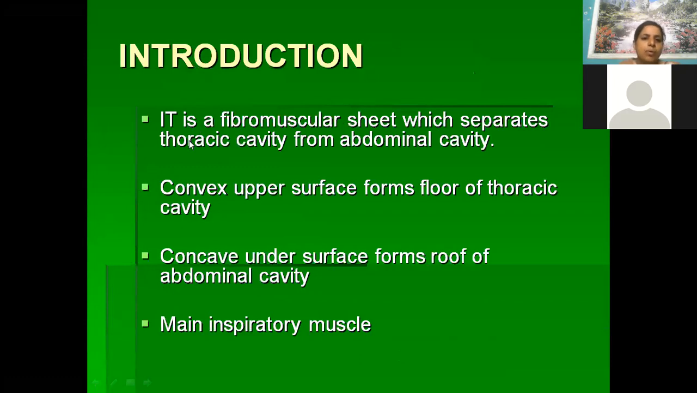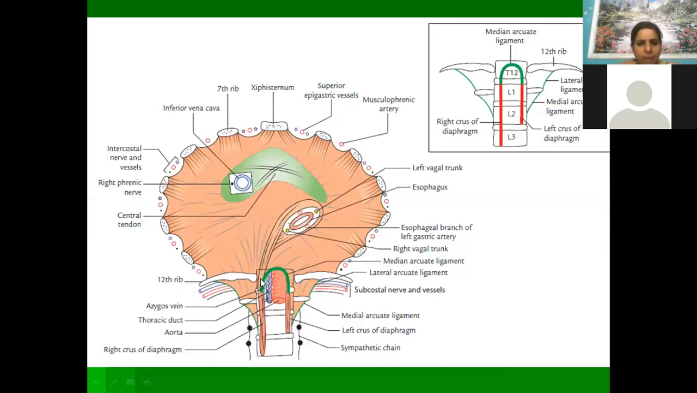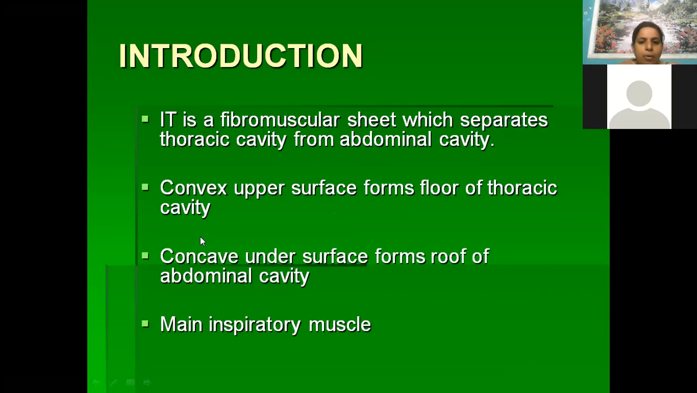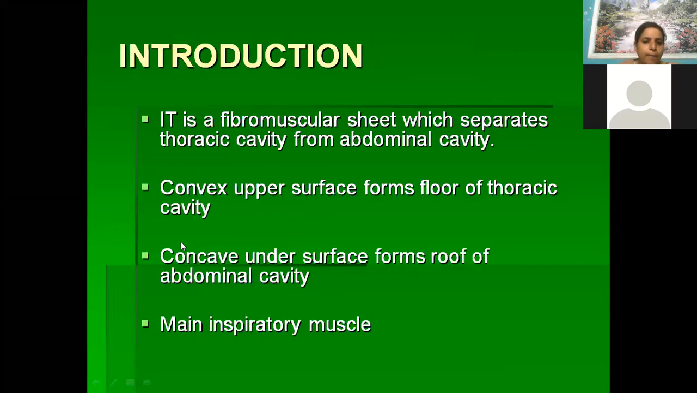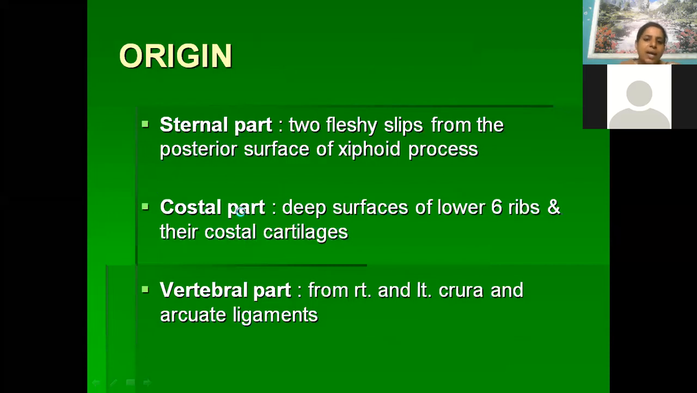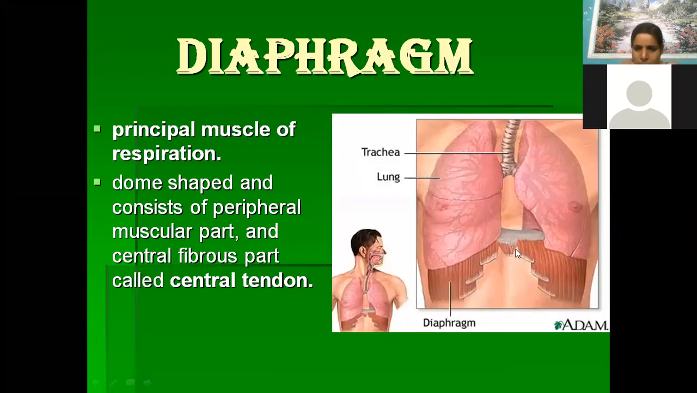Now, it is a fibromuscular sheet which separates the thoracic cavity from the abdominal cavity. It is convex superiorly and concave from below. It is the main inspiratory muscle. See here, the convex and concave parts you can see better here. If you observe like this, from superiorly it is convex, and if you see from down it is concave.